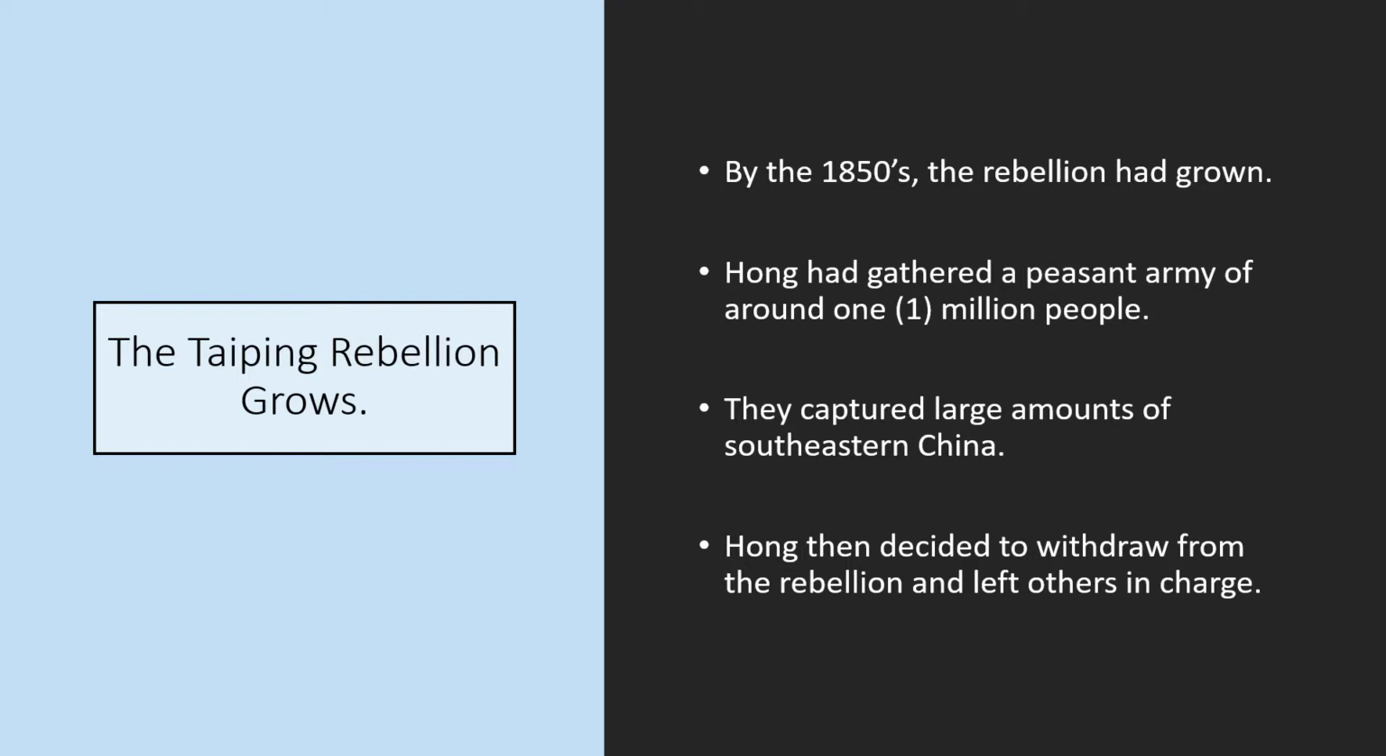So the Taiping Rebellion grows. By the 1850s, the rebellion had grown. Hong had actually gathered a peasant army of around 1 million people, and they captured large amounts of southeastern China. Hong then decided to withdraw from the rebellion, and he actually left others in charge.